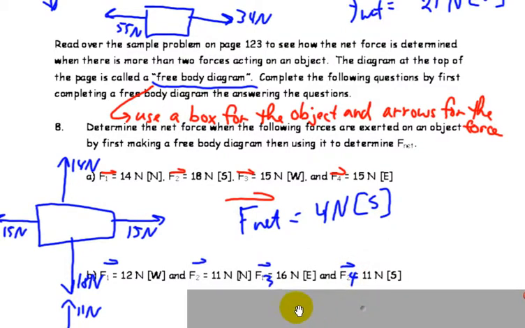Okay, maybe pause the video now and see if you can sketch this next one and figure what the net force is there. There's F1, F2, this should be F3 and this should be F4 if that change hasn't been made on your booklet. So pause it and see if you can figure it out.